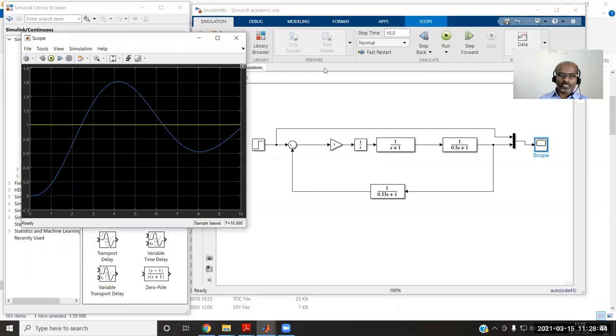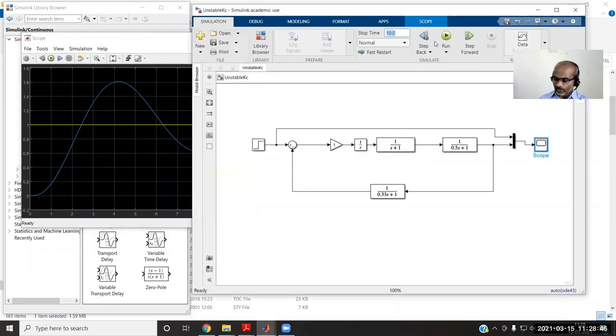We can't see whether it is settling because the time is not sufficient. Let us raise it to some 100 and run it again. So you can see that the output is settling at a value of 1. Otherwise, there is a set point, and the output settles at the set point value. So we could eliminate the offset by having the integral control.